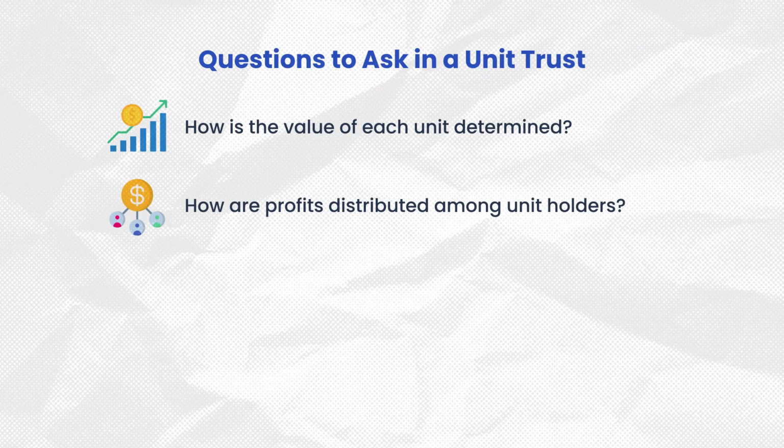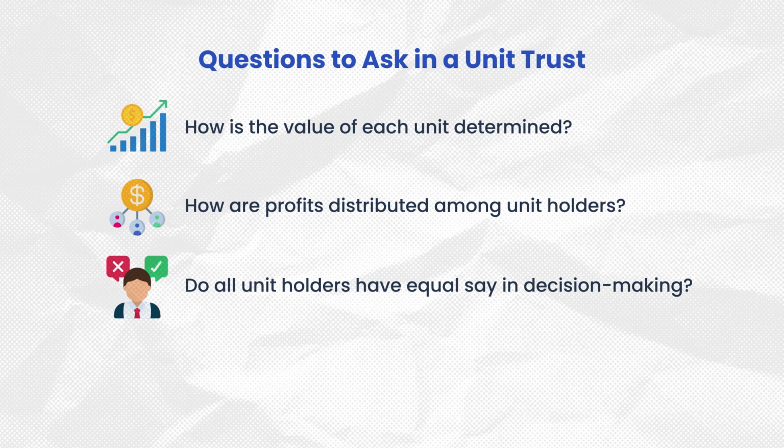How are the profits distributed among unit holders? Is it always proportional to the number of units held? Yes, it will normally be proportional to the number of units held. Do all unit holders have equal say in decision making? Or do some units carry more weight? Controllership differs in each trust. Read the trust deed, as it is a rulebook that states who controls the trust.